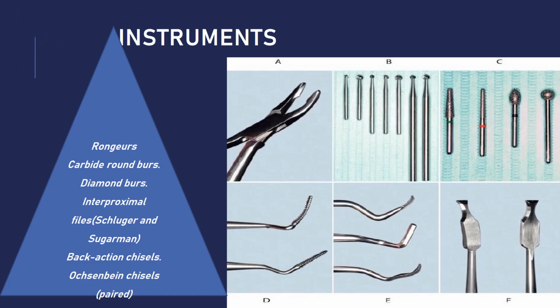Coming to the armamentarium, the instruments needed for osseous resective surgery are rongeurs, carbide round burs, diamond burs, and interproximal files: the Schluger file, which is the curved one, and the Sugarman file, which is the straight one. There is the back action chisel, where the cutting edge is towards the back, and then the Ochsenbein chisels, which are a pair, one for each side, mesial and distal. These are the instruments needed for resective osseous surgery.